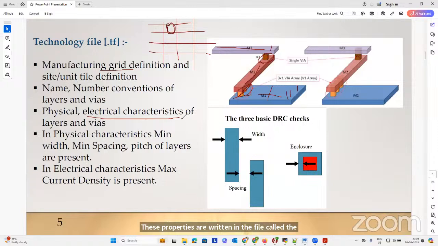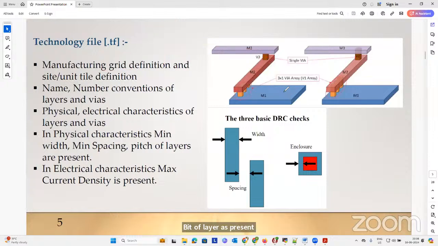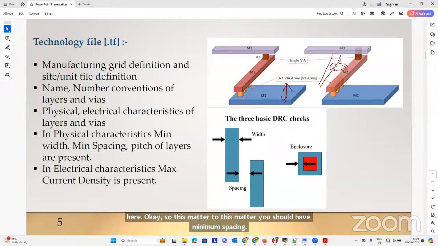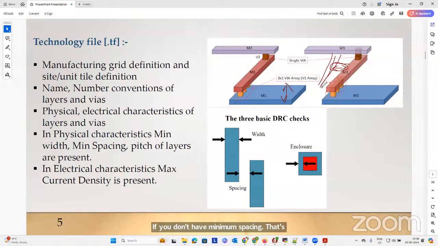In physical characteristics, what will we have? We will have minimum width, minimum spacing, and pitch of the layer. Minimum width: what should be the metal width? Minimum spacing: if we are drawing a metal and another metal next to it, we should have minimum spacing. If you don't have minimum spacing, the charge flowing in this metal will dominate, so there will be a violation that will cause crosstalk.